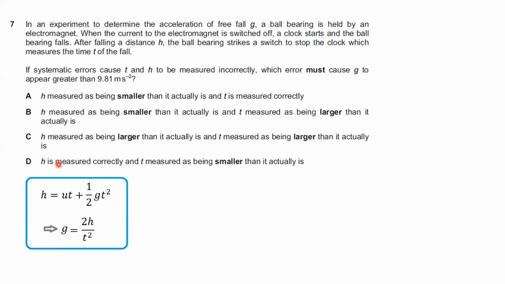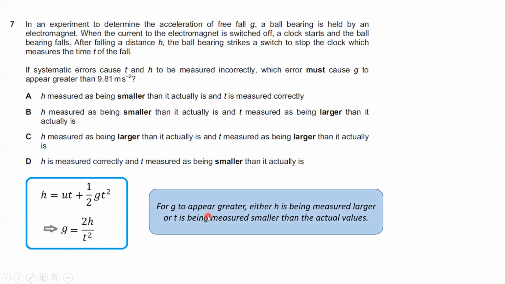Option D, h is measured correctly. So there is no change in h. T is measured smaller than it actually is. So when t is smaller, t square is even more smaller. So g gets larger. So g gets larger than 9.81 meter per second square. So the option D is correct. So they are saying for g to appear greater, either h should be larger or t should be smaller than the actual values. So the answer is D.